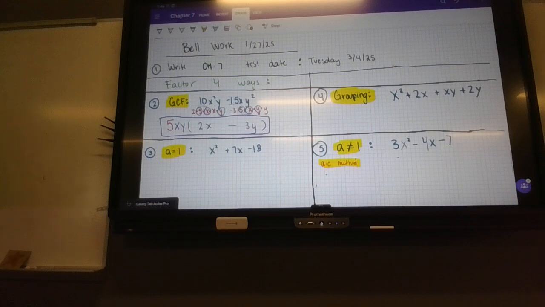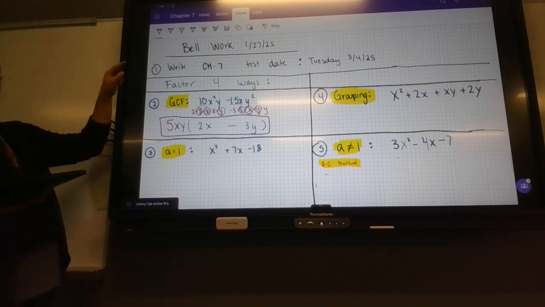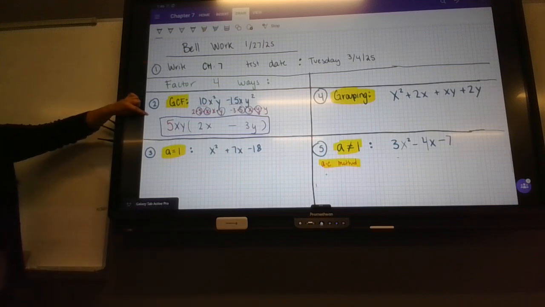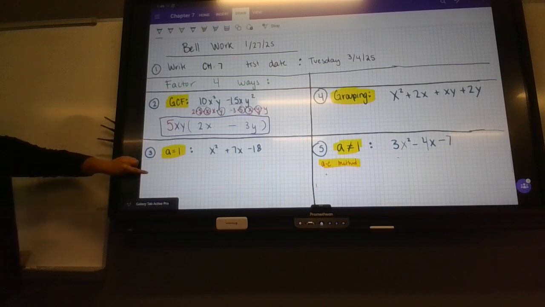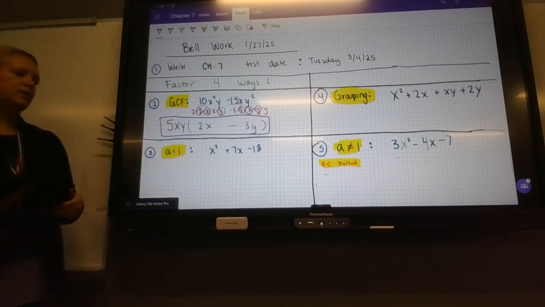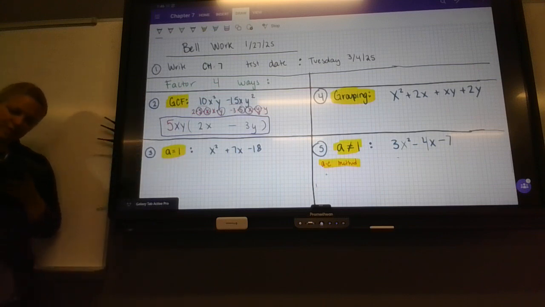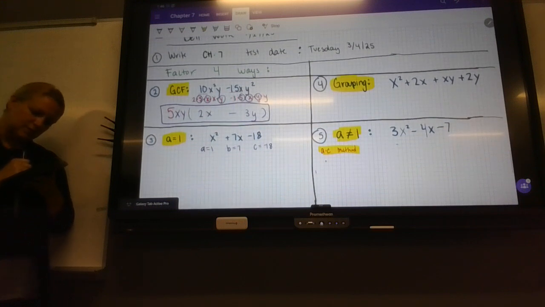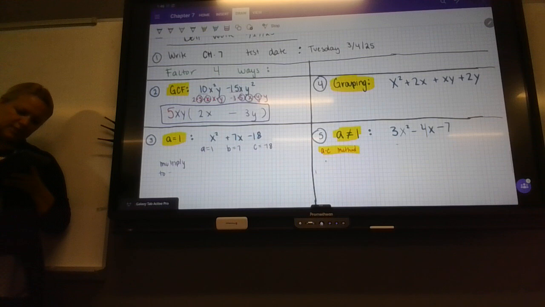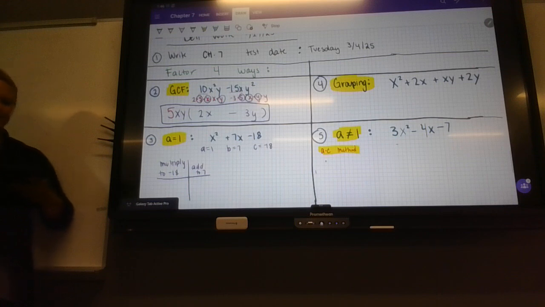Okay, next, so number 1 was to write the test date. Number 2 was greatest common factor. Number 3 is a trinomial when a equals 1. I would say a is 1, b is 7, c is negative 18. So I'm going to make a little table. I need numbers that multiply to negative 18 and add to positive 7.